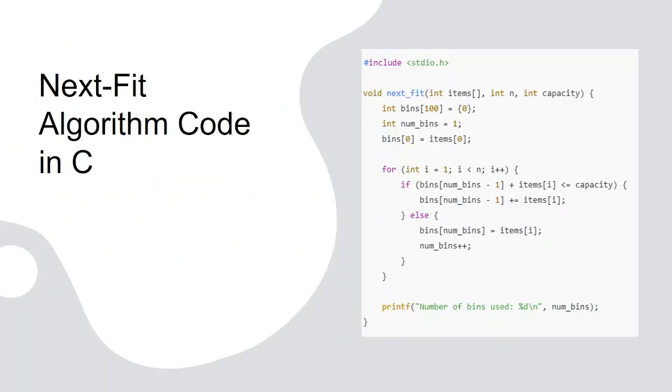space efficient. If you observe the code, it will be similar to the earlier algorithms. Here we will place the items in the current bin, and if an item doesn't fit, it will move to a new bin.